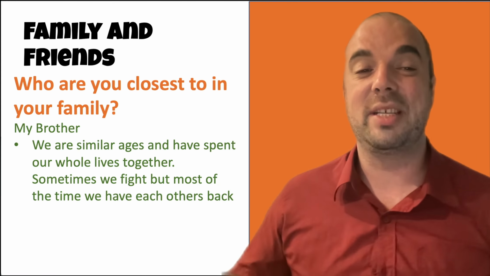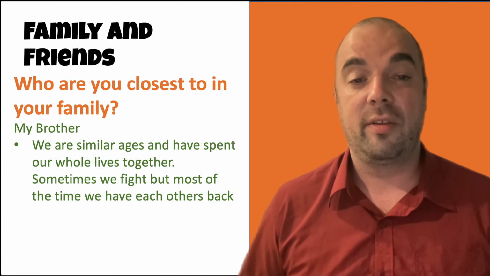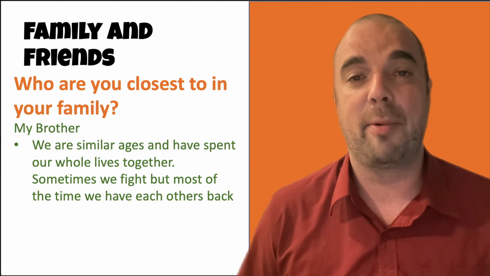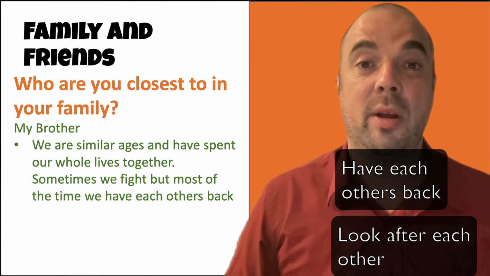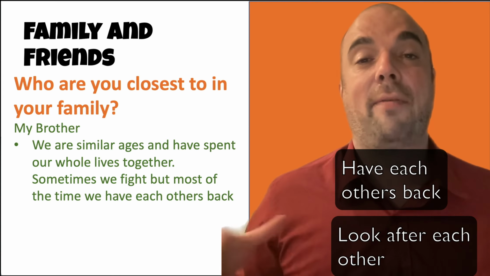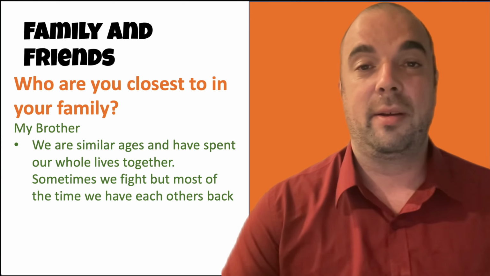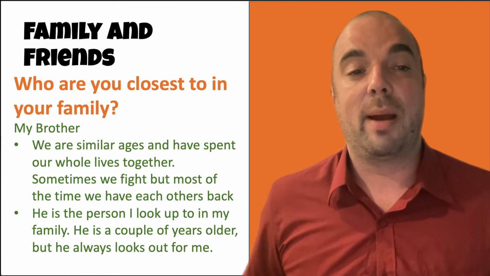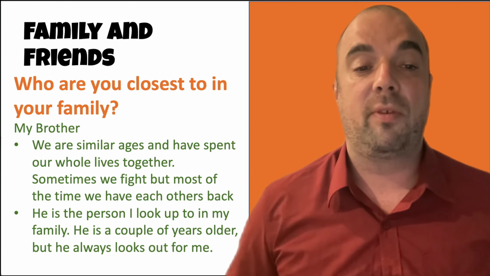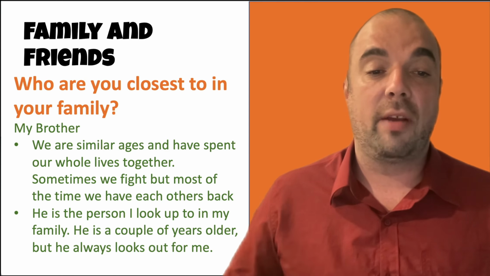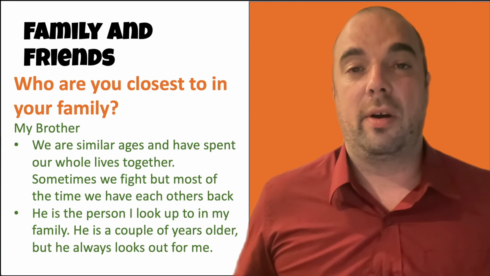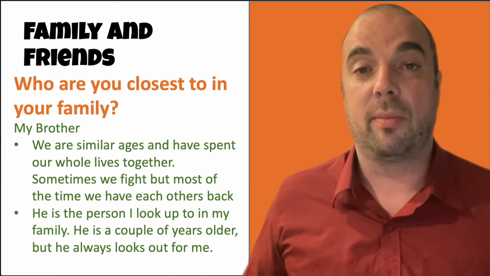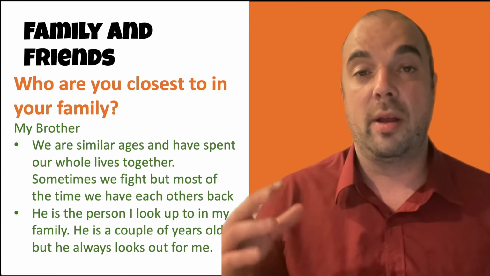We are similar ages and have spent our whole lives together. Sometimes we fight, but most of the time we have each other's back. Having each other's back is an idiom, which means that you look after each other and defend each other. Another thing you could say is, my brother, he is the person I look up to in my family. He is a couple of years older, but he always looks out for me. And again, looks out for is similar to having somebody's back. It just means you look after them and take care of them.